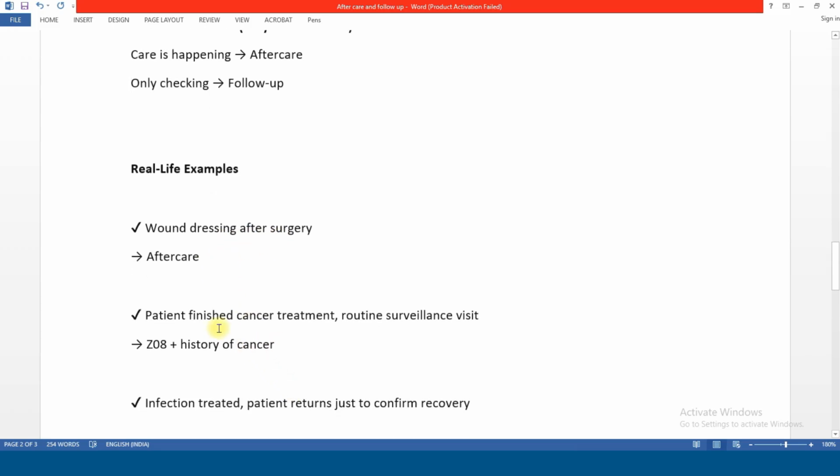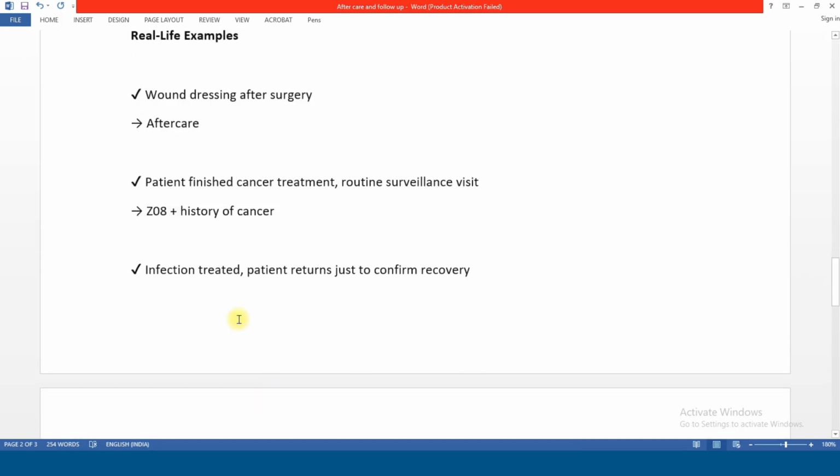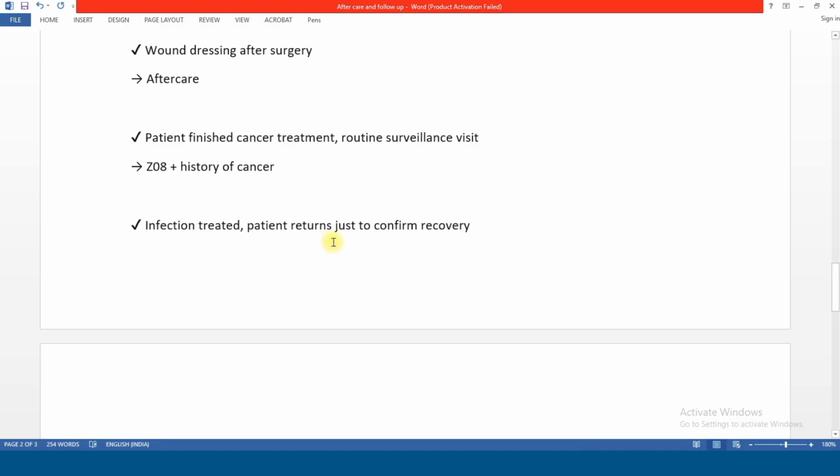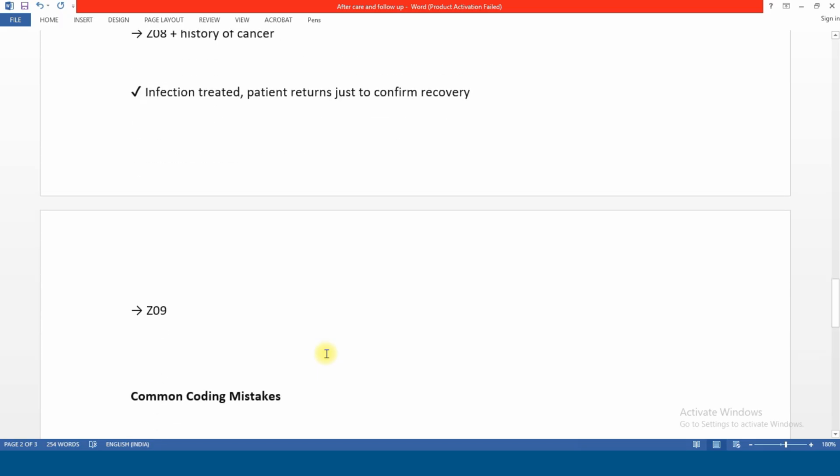For example, the patient has finished cancer treatment. Now he came in for a surveillance visit. So we need to code Z08 as well as history of cancer. If it is breast cancer, you need to code Z08 plus Z85.3. Okay, next scenario. Infection treated, patient returns just to confirm recovery, whether treatment is completed or not. At that time you need to use Z09.